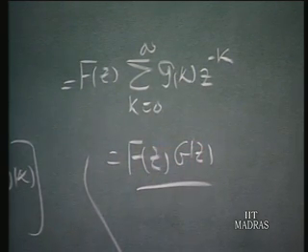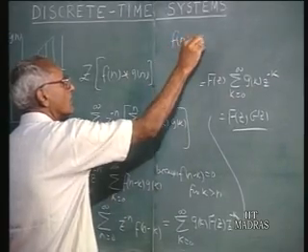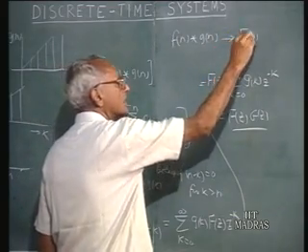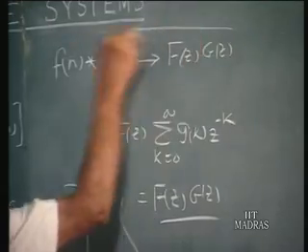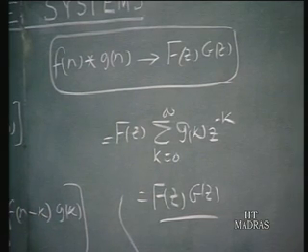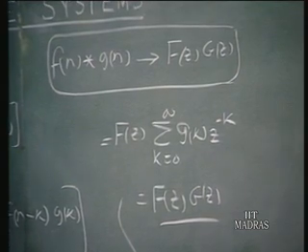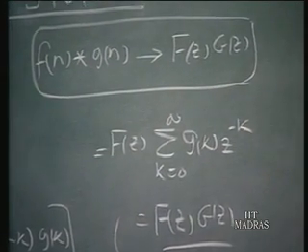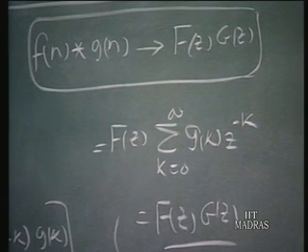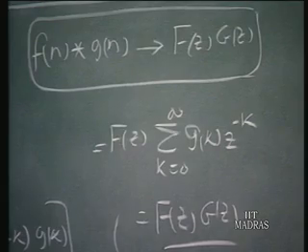So the upshot of this is that Fn convolved with Gn, the convolution summation, has Z transform Fz times g of z. Convolution in the time domain corresponds to multiplication in the transform domain, a result strikingly similar to the continuous time case, where the Laplace transform of the convolution of two time functions ft and gt is the product of the Laplace transforms. Exactly the similar result is available here also.